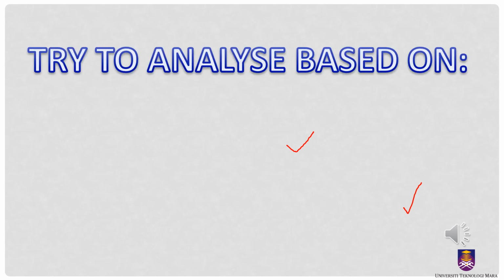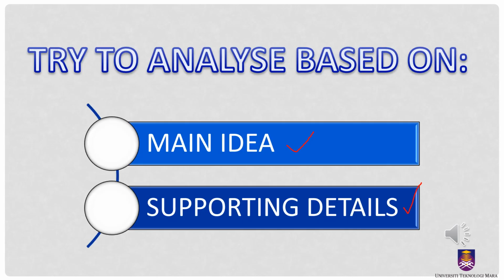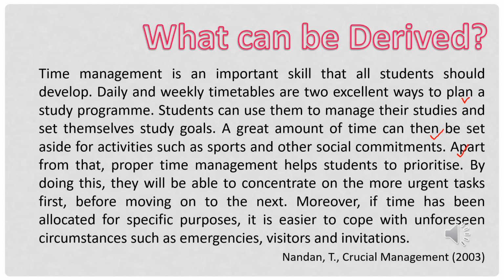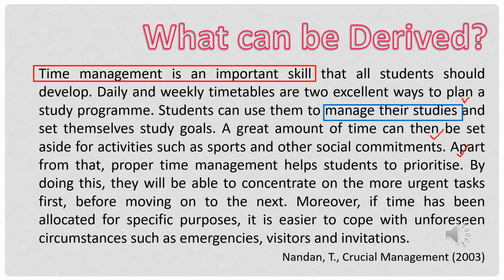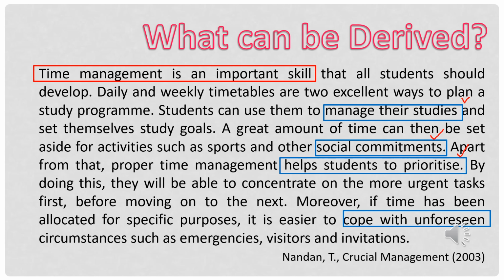So let us try to analyze based on the main idea and the supporting details. So these are the important things that we can derive from the original text. The first one is the main idea. Time management is an important skill, followed by the first supporting detail, manage their studies. Second supporting detail, social commitments. The third supporting detail is help students to prioritize. And lastly, the last supporting detail is cope with unforeseen.